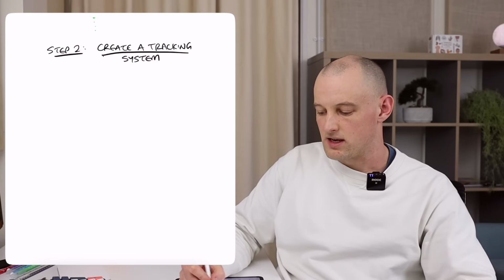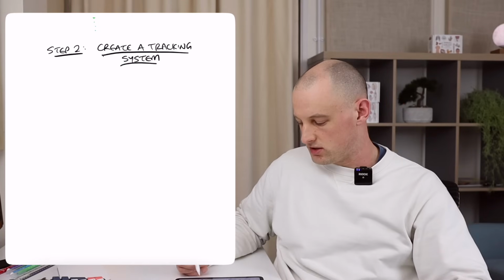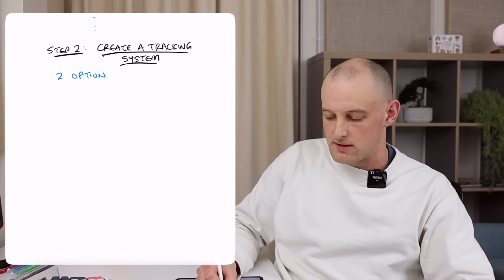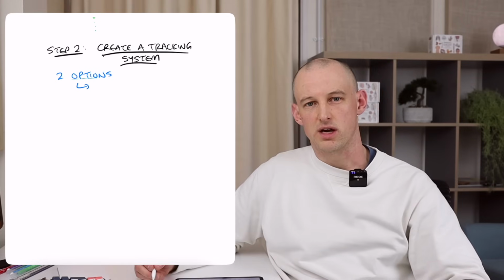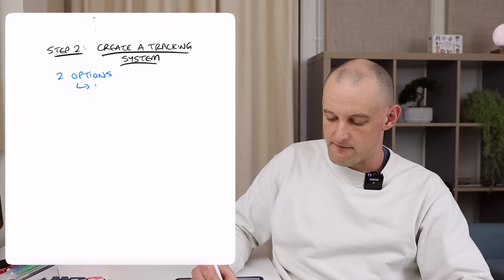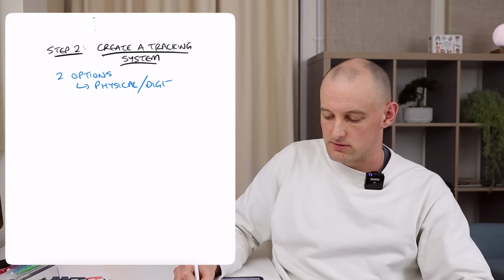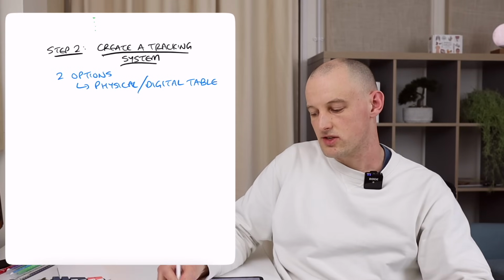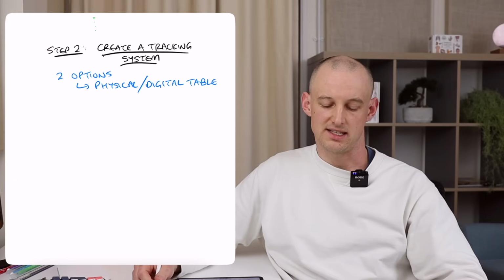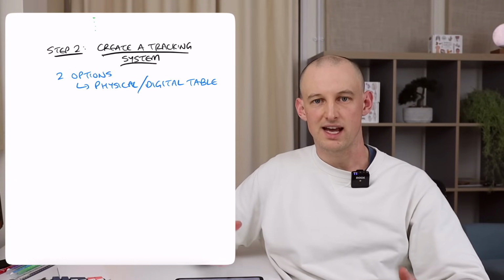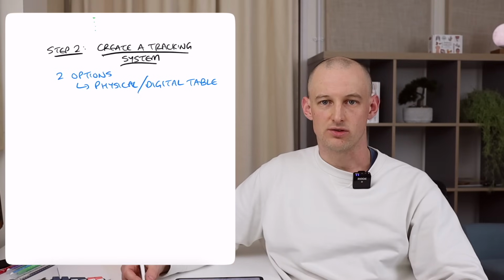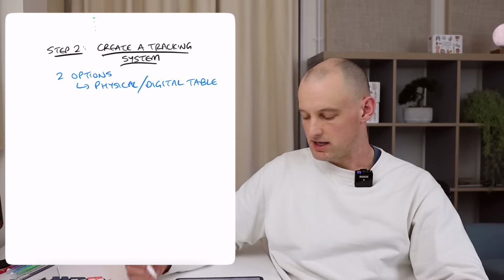Okay, so there's a couple of ways you can do this. You've got 2 options. The first option we'll go through is to do a physical or a digital tracking table. So this is what I've used since my GCSEs. I've created a tracking table and used that in order to track my topics.